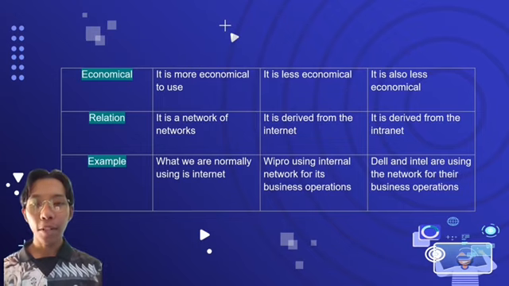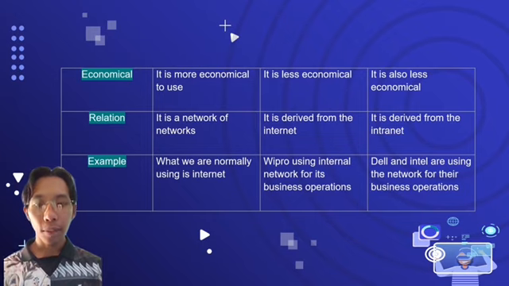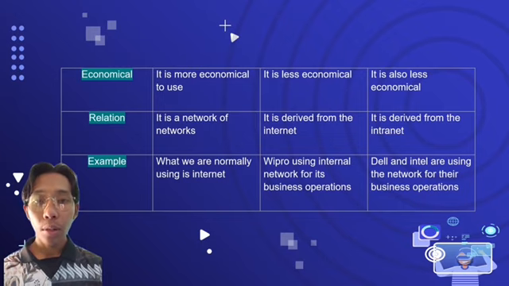Moving on to the next point of difference, which is relation. Internet is the network of networks, while intranet is derived from internet and extranet is derived from internet. The example of internet is what we normally use every day, the example of intranet is used by companies such as Wipro for its business purpose, and the example of extranet is used by companies such as Dell and Intel for its business operation.